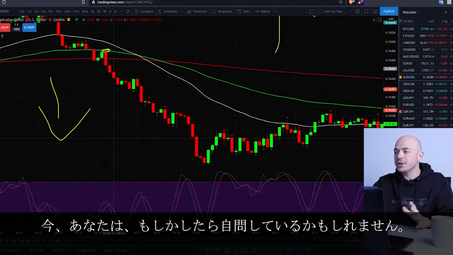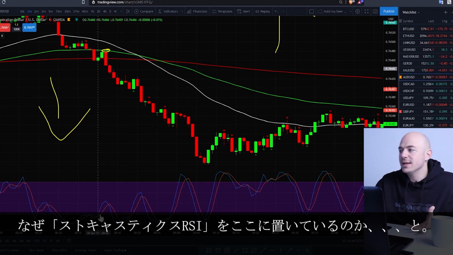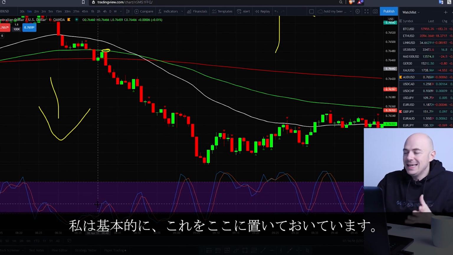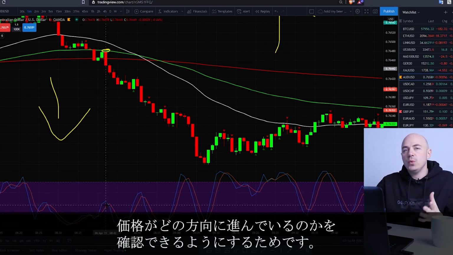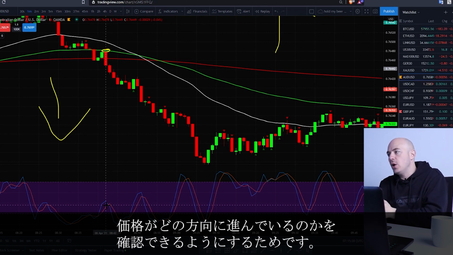Now, you might be asking yourself why I have the stochastic RSI right here. Basically, I keep this up here so that I can see which direction the price is going.